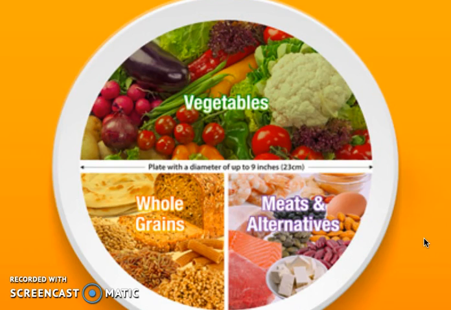This is Canada's MyPlate. They recommend half of your plate be filled with vegetables, a quarter of your plate be filled with meat and alternatives, and then a quarter filled with whole grains. Another way to use this illustration is also to compare it to the palm of your hand. So that quarter of the plate is also the same size as the palm of your hand. So we're talking about portion sizes.